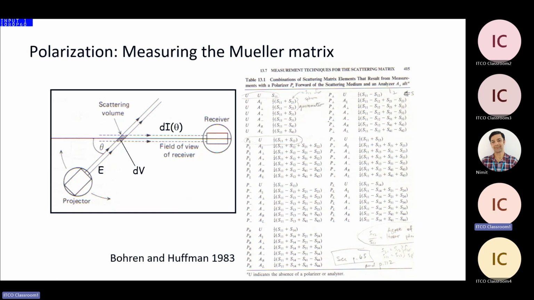This is just if you guys are ever interested in making this measurement, you could go back and reference this slide. And what you do is reference the slide and then get Bohren and Huffman 1983, because that's where this table came from. But this shows you how you can resolve all of these different elements of the Mueller matrix by using different analyzers, which are polarization filters over the source and detector. So you just do all these different permutations, all these different combinations, and you can derive the different Mueller matrix parameters. Just wanted to let you guys know how to do that.